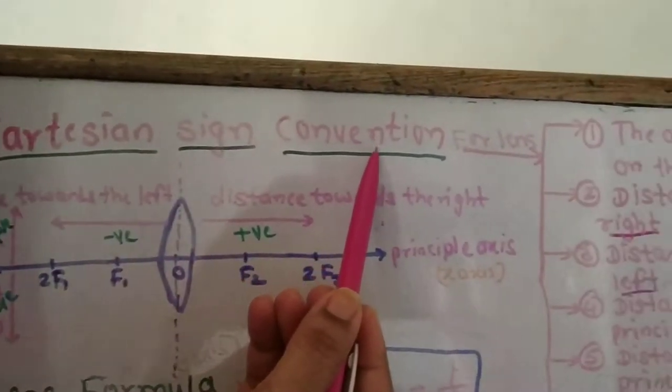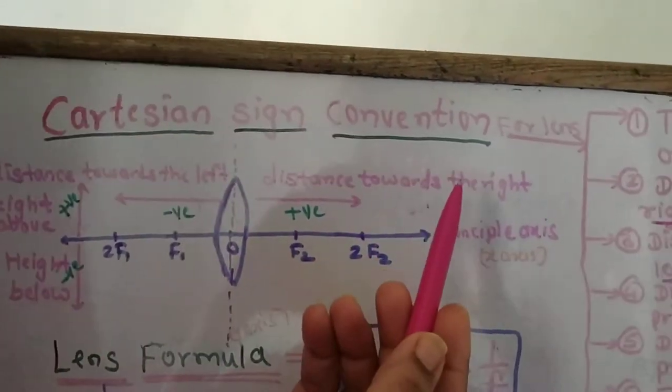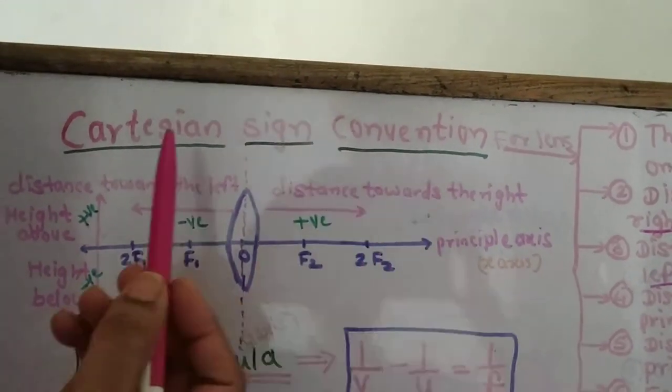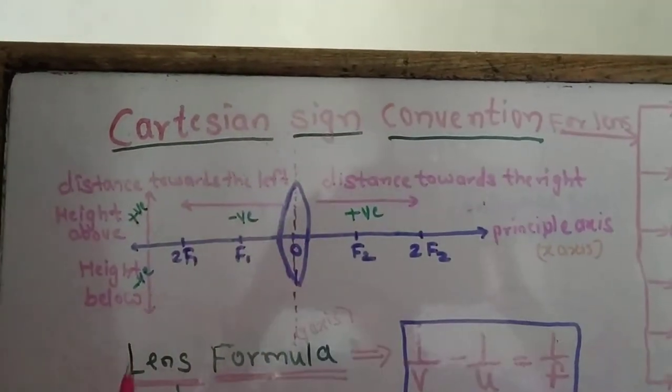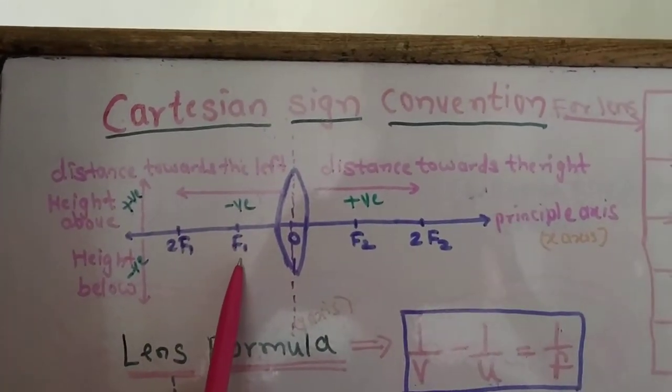Cartesian sign convention. Sign means positive sign and negative sign. Convention means rules. The Cartesian sign convention is used for solving numerical problems. Okay, so let's see the diagram.